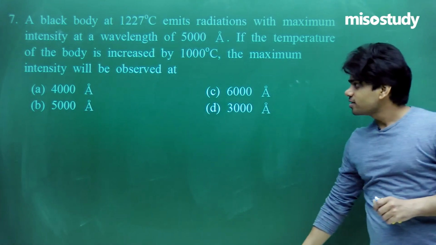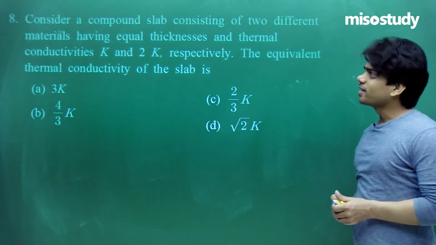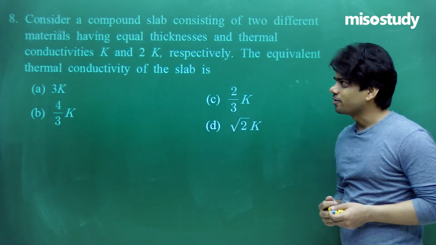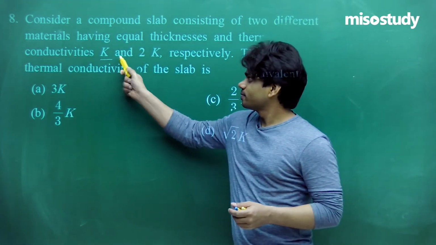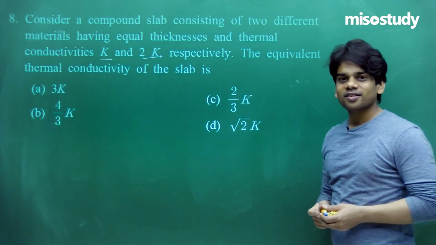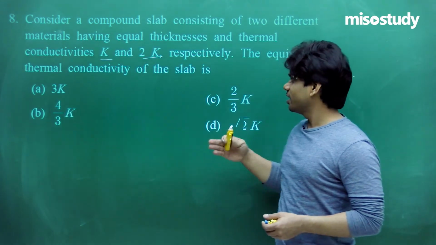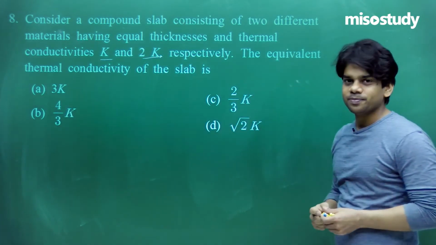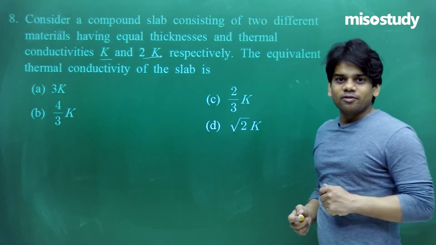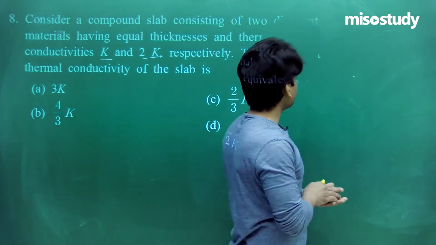Next question of the class, question number 8. Consider a compound slab consisting of two different materials having equal thickness and thermal conductivities K and 2K respectively. The equivalent thermal conductivity of the slab, when they are made to join in series, is: A 3K, B 4 by 3K, C 2 by 3K, and D root 2K. When we solve this question, I will also tell you a method, after solving this, for how you can remember to solve such kind of questions.